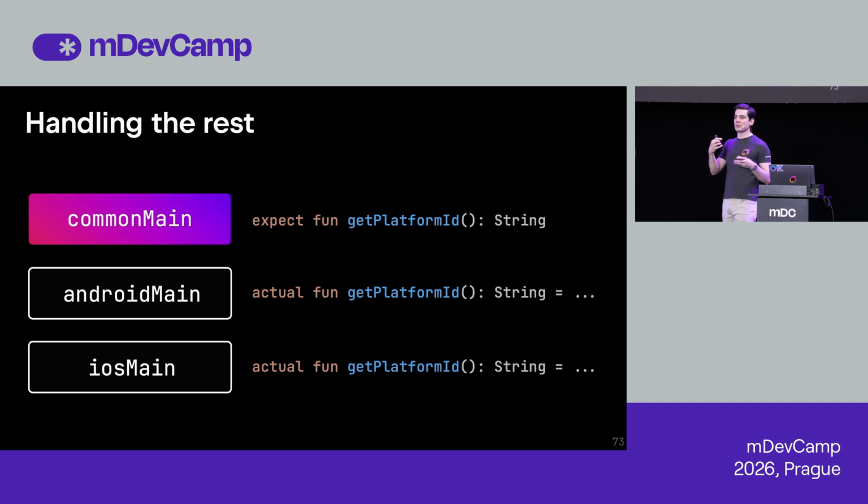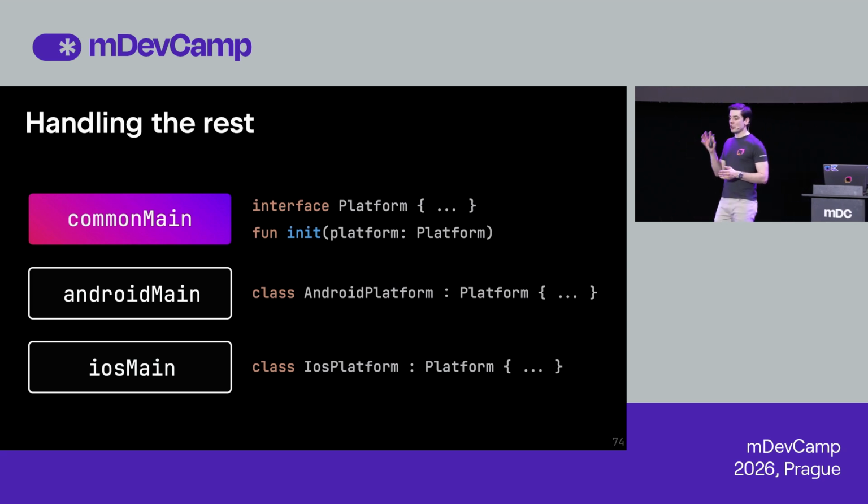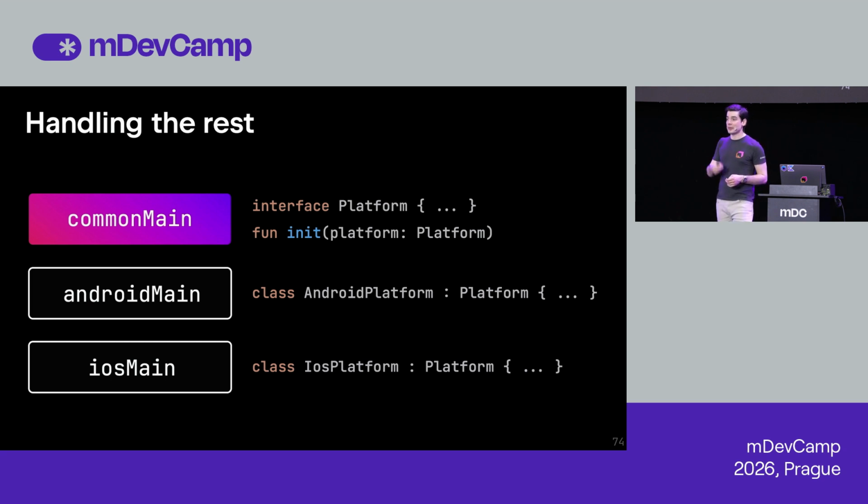You can shape your APIs in a way where you adopt them into this kind of setup. So here we have a common interface, which declares some functionality. We can imagine that it has properties and methods that do something. And then in our common code, we can have an initializer function, which we expect the apps to call whenever they get started. And that can take the interface implementation as an incoming parameter.